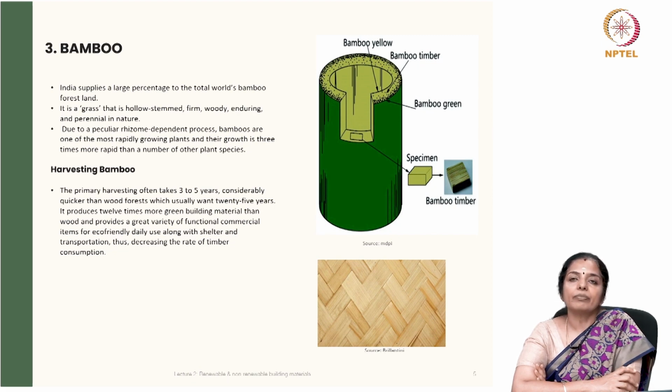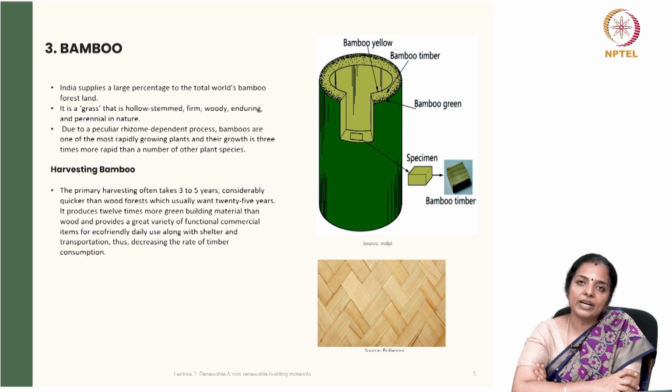It is imperative that you harvest the bamboo after a particular time depending on the quality of the bamboo, otherwise the bamboo will perish. The primary harvesting often takes 3 to 5 years, considerably quicker than wood forest, which usually takes about 25 years. It produces 12 times more green building material than wood and provides a great variety of functional commercial items for eco-friendly daily use along with shelter and transportation, thus decreasing the rate of timber consumption.